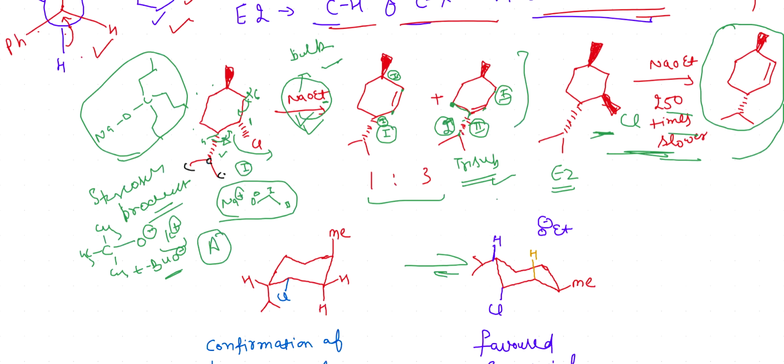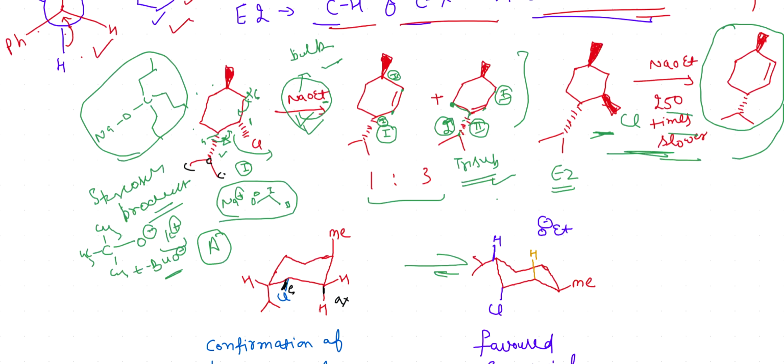These two are present at the axial position, and this chlorine is present at the equatorial position. Clear? This is at the equatorial position. But for the elimination, what is the rule? The leaving group and the hydrogen should be anti-periplanar. Hydrogen here is at the equatorial position. So you need to convert by ring inversion. When the inversion is done, the chlorine will take the axial position.